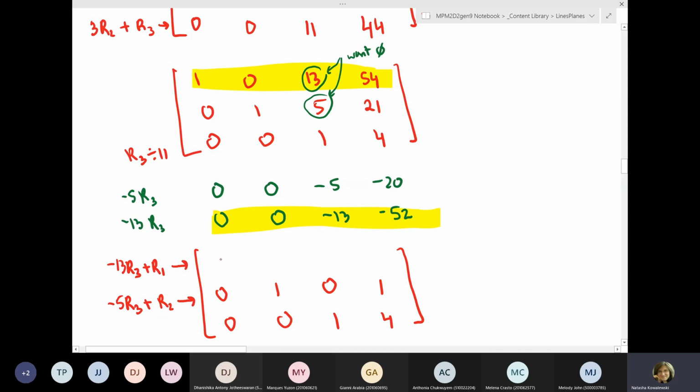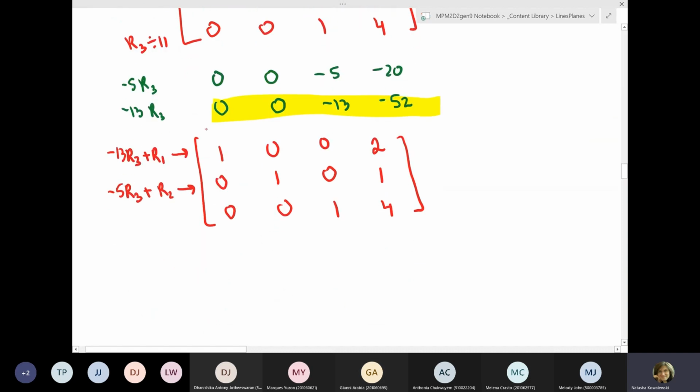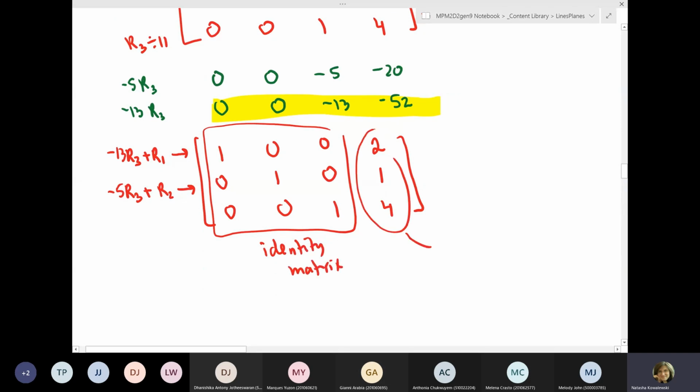So 1 plus 0 is 1. 0 plus 0 is 0. 13 plus -13 is 0. And 54 plus -52 is like subtraction, so it would be just a 2. And look at that. We've arrived at our identity here. So this is the identity matrix. And that means this must be the solution, which is x equals 2, y equals 1, z equals 4.